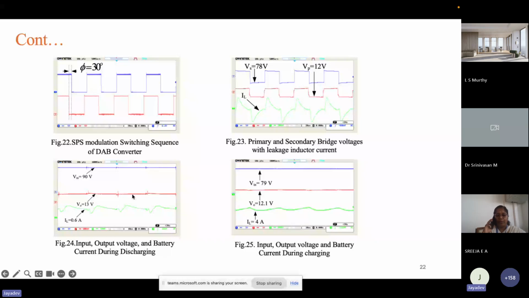And figure 24 shows the charging case. Whenever the DAB is working in step up mode, boost mode. Yeah, boost mode. Primary is 12 volt, we are using a battery, and it is boosting up to 78 volt.